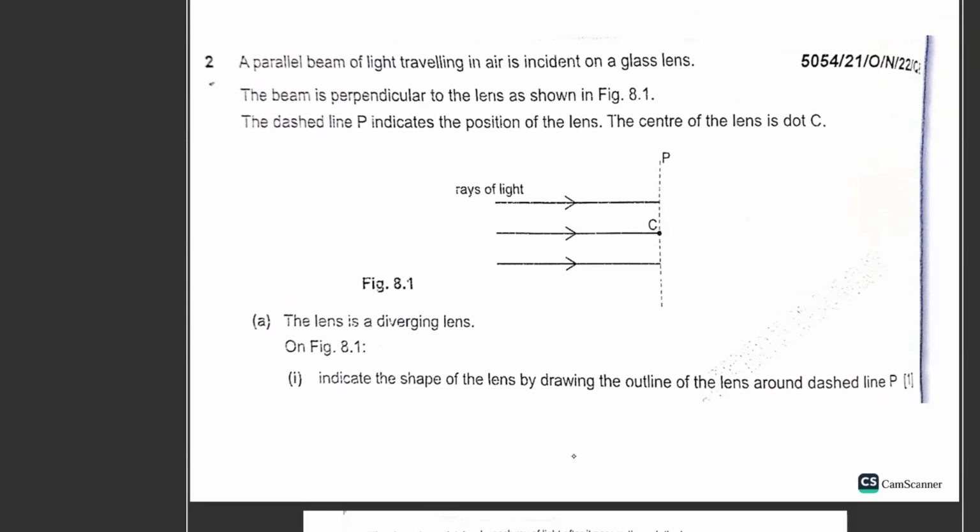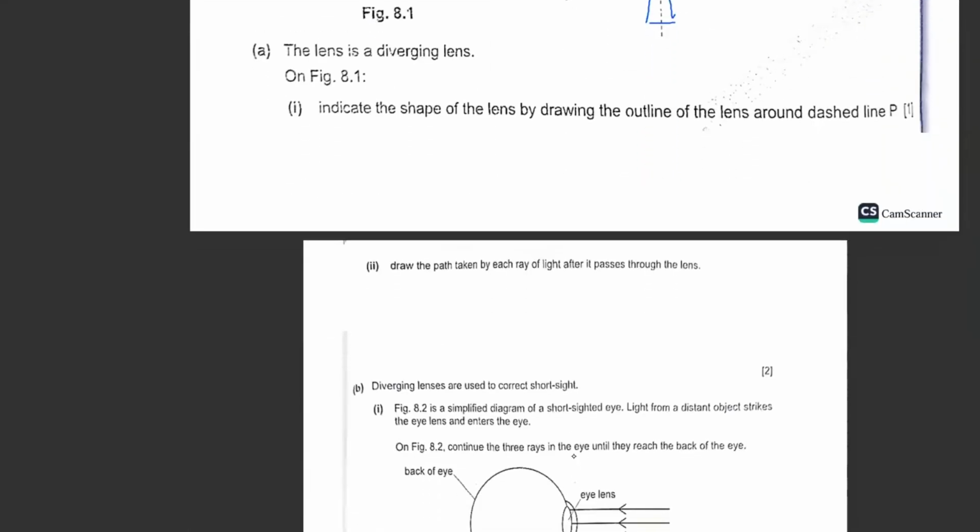On figure 8.1, indicate the shape of the lens by drawing the outline of the lens around the dash line P. So basically, the lens will look something like this. A biconcave lens. Somewhat like this. Not, we have curved it a bit too much. Somewhat like this, and somewhat like this. These drawings are pretty difficult. Yeah, your diverging lens looks something like this. Okay, let's move on to the next one.